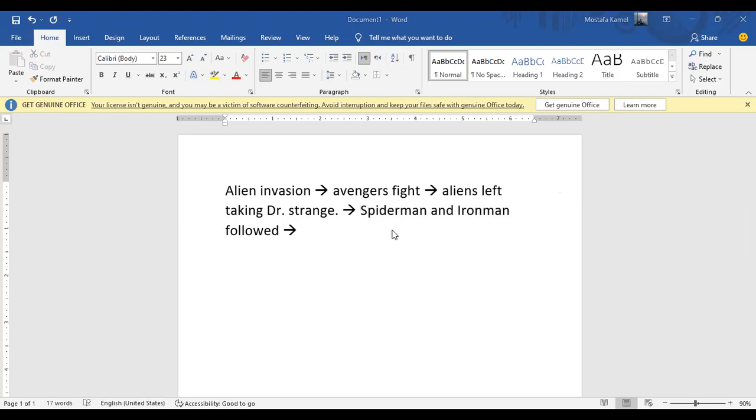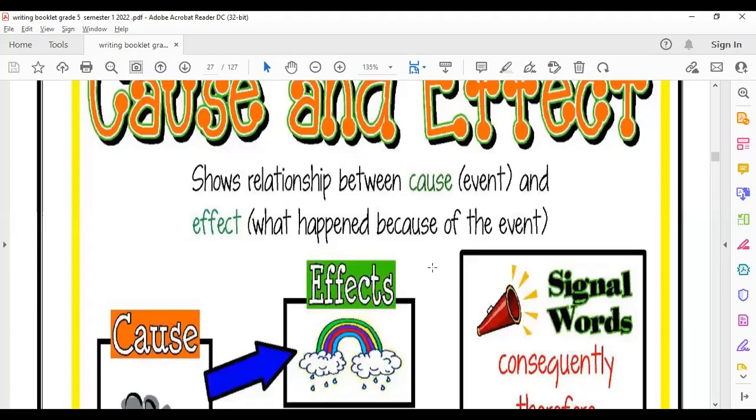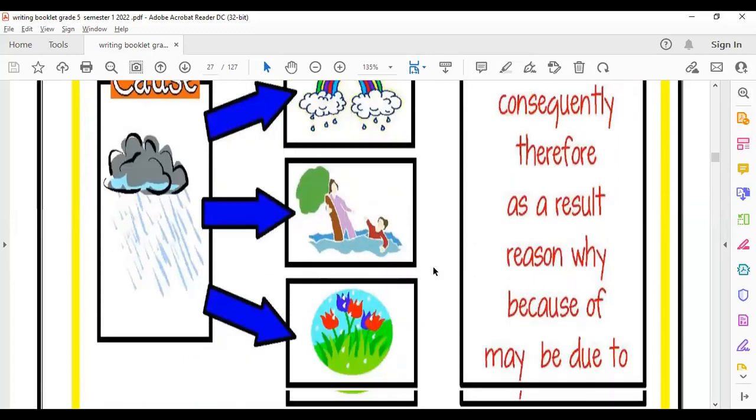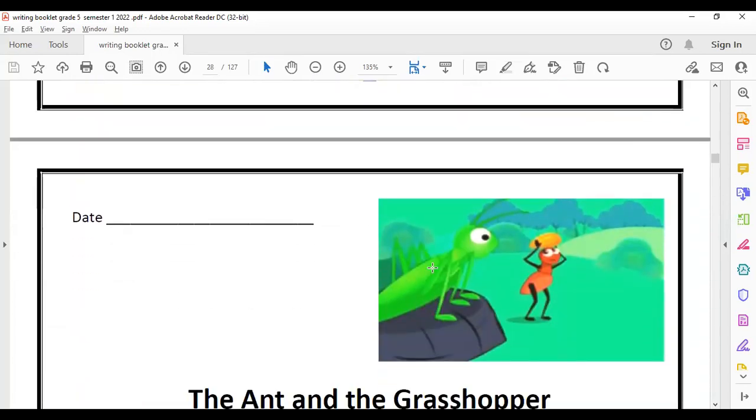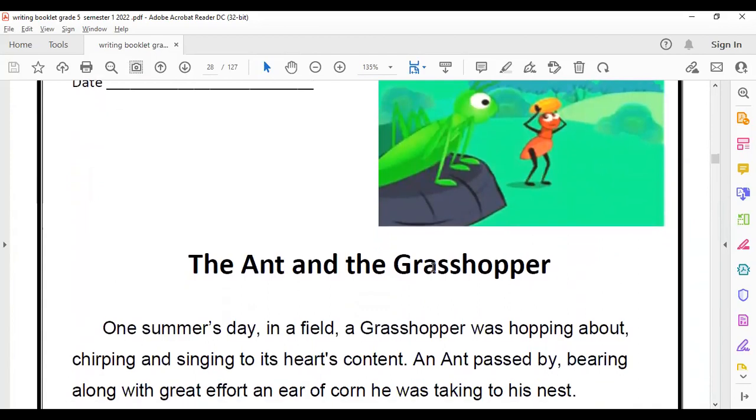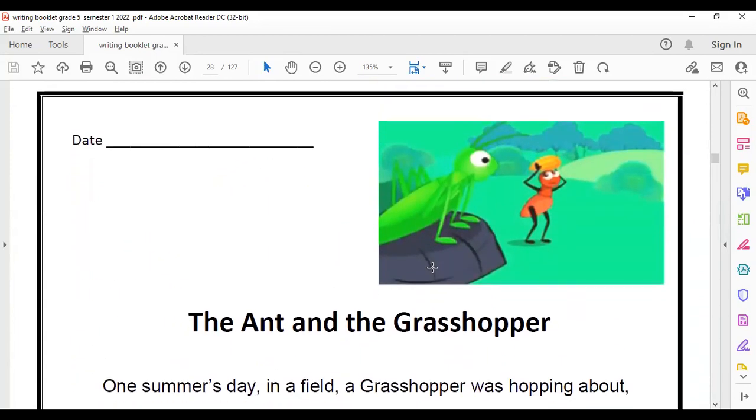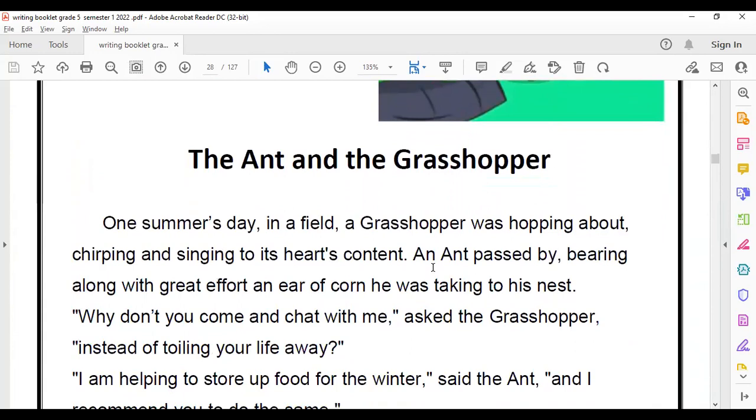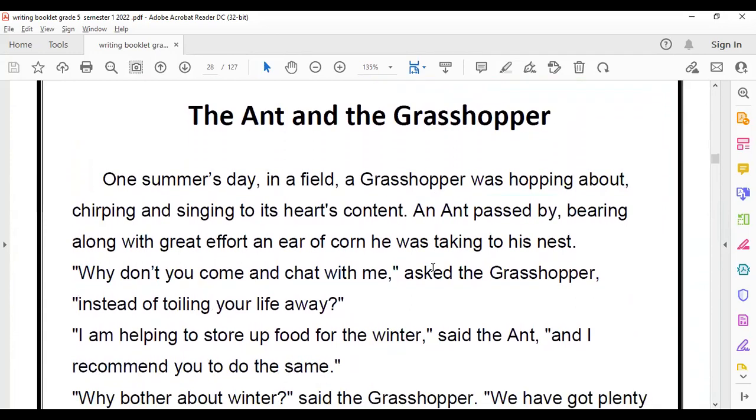So it can be cause and effect, and it can be problem and solution, both together at the same time. But the ultimate solution, of course, will be at the end of the piece of writing. But here, let's go for the ant and the grasshopper. Now, from the title, Abdulaziz, who are the characters here? Very good. So our characters here are the ant and the grasshopper.